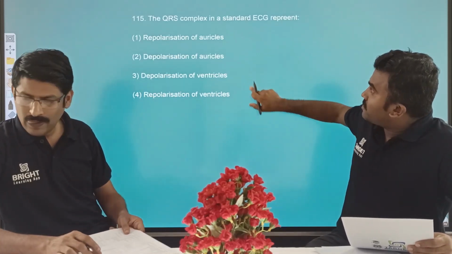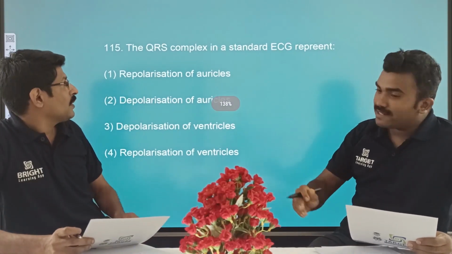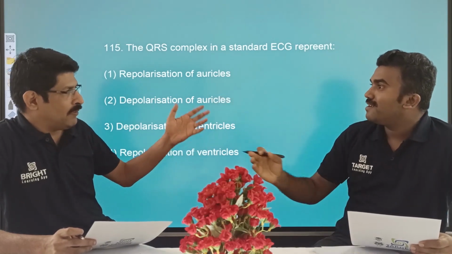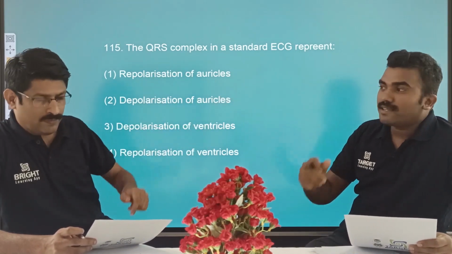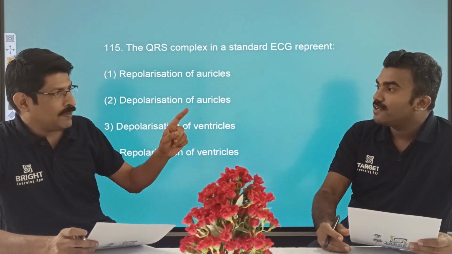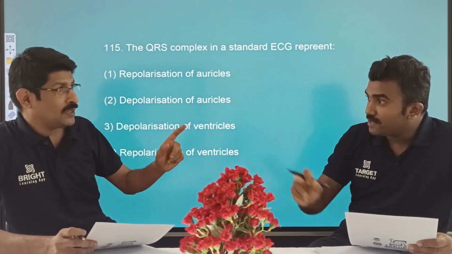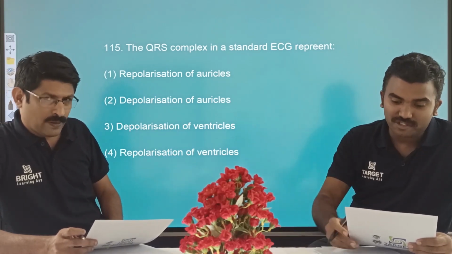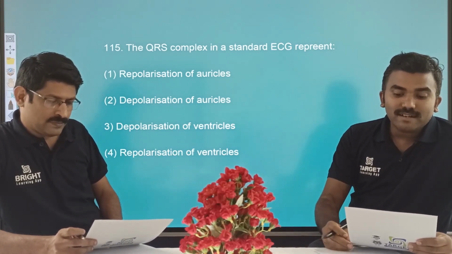Moving to the next question: the QRS complex in a standard ECG. That is the diagram given in the NCERT textbook, in the chapter Body Fluids and Circulation. In the second year textbook, page number 286.